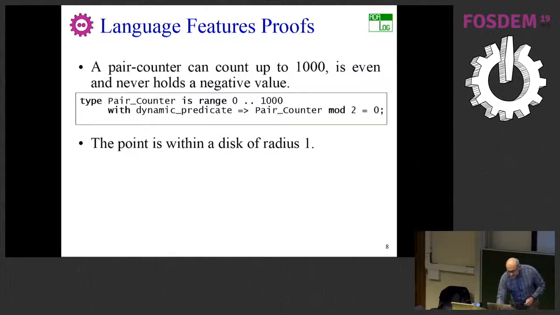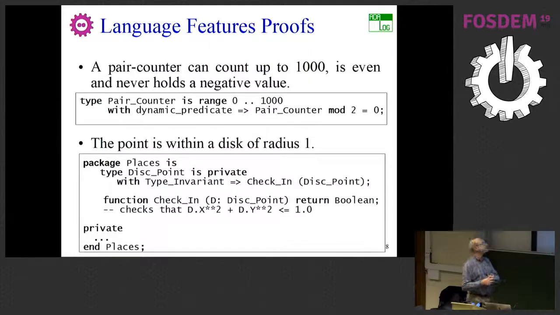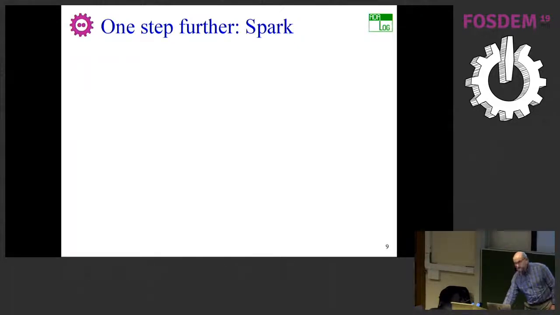I have another classical example. You have a point that must be within a certain radius, a radius of 1. This is just an example of something that's called a type invariant, where you guarantee that some property is always true for an abstract data type, a type defined in a package. So you can say that a certain function is always true for a certain type, and that function makes sure that it is within the radius. So once again, the invariant is part of the definition of the type, therefore you are certain that it will always be true. If it's not, it's checked at runtime.